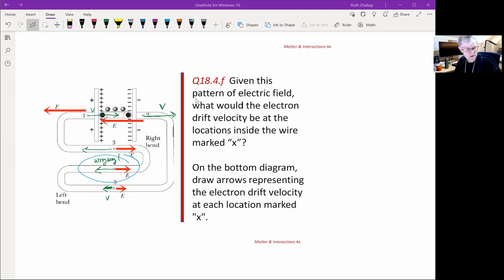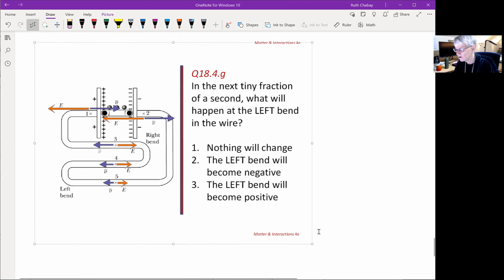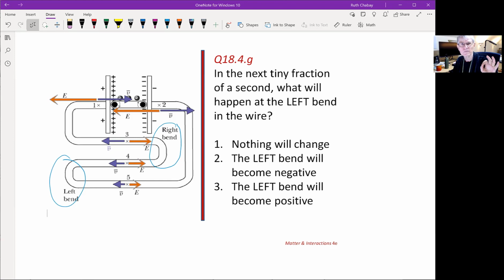So here's the pattern of field and drift speed. But I want us to concentrate for a minute on these bends in the wire here. We'll call this the right bend of the wire, and this is the left bend of the wire. And the question is, if this is really what's going on here, if we've got electrons moving in this direction, let's focus on the left bend.